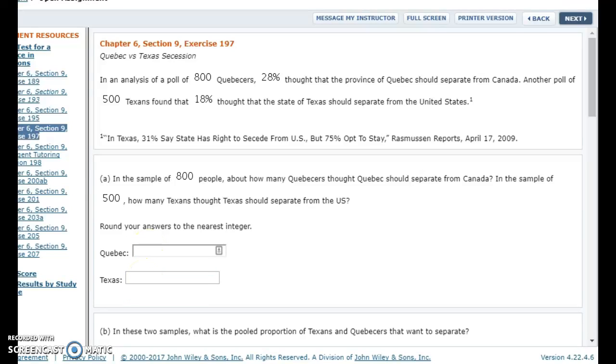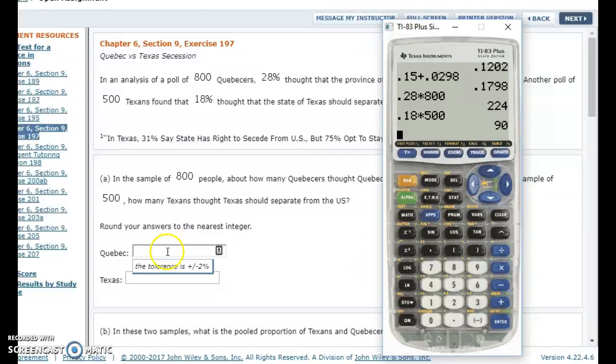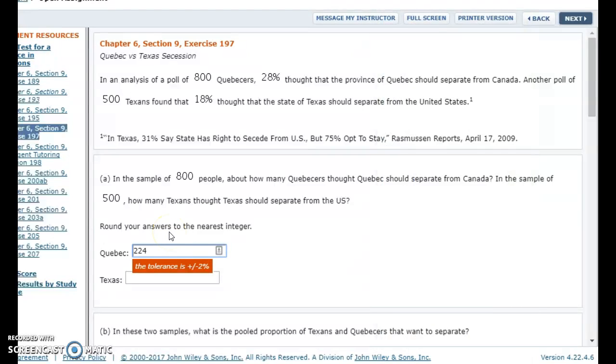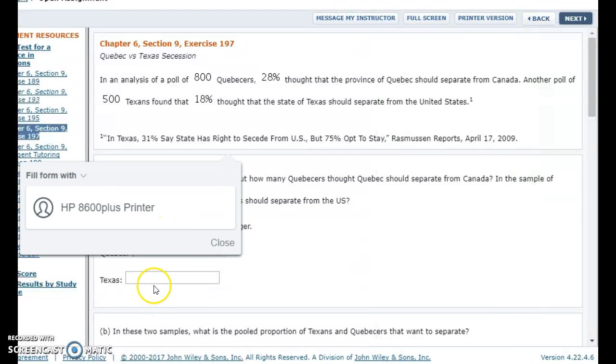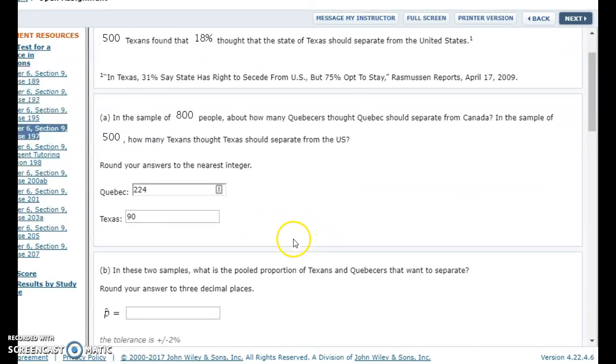So, calculator time. It's just pretty simple. 0.28 times 800 and 0.18 times 500. So 224 and 90. Okay, and 90.